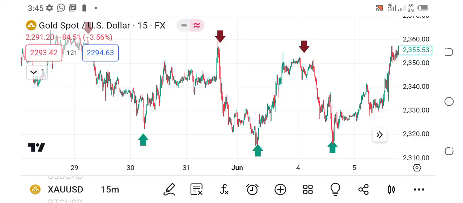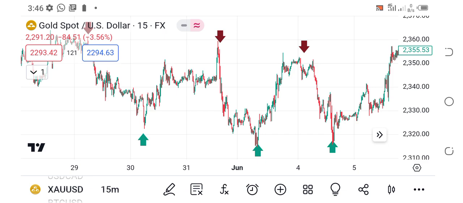Hello guys, so we are going to be talking about support and resistance levels. Support and resistance levels are two powerful levels in the market, in which when the market gets there, it tends to reverse back. Anywhere you see the red arrow pointing towards, know that that is a resistance level, and anywhere you see the green arrow pointing towards, know that that is a support level.